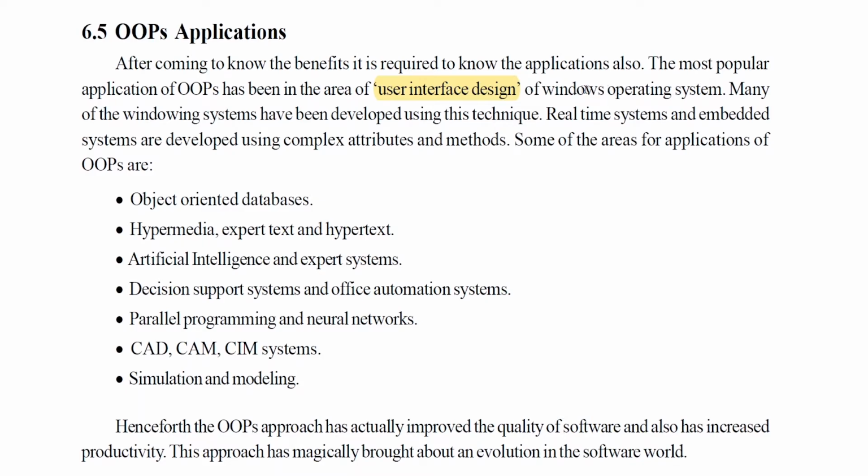Like the Windows operating system, we use this. Many of the windowing systems have been developed using this technique because of message passing. Real-time systems and embedded systems are developed using these complex attributes and methods. Some of the areas of applications you can see here are object-oriented databases, like banking systems, where we handle a large amount of data. Databases like billing systems, reservation systems, air ticket reservations, anything where we have a large amount of data to process, there we use object-oriented databases.